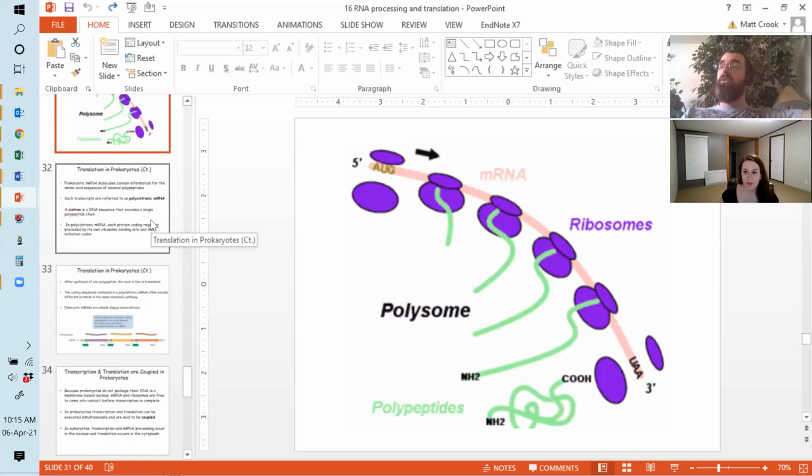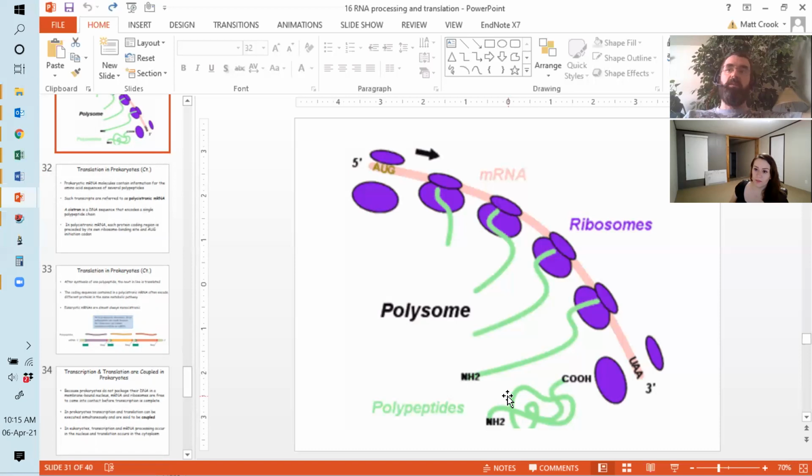Anyway, one of the cool things about prokaryotes, however, right? So eukaryotes is fairly straightforward. You produce an mRNA that gets processed in the nucleus, gets exported into the cytoplasm, and then either gets translated in the cytoplasm or translated in the rough endoplasmic reticulum, depending on where that protein is going to go. If that protein is cytosolic or nuclear, right? Because obviously you need proteins in the nucleus, that mRNA will be translated in the cytoplasm.